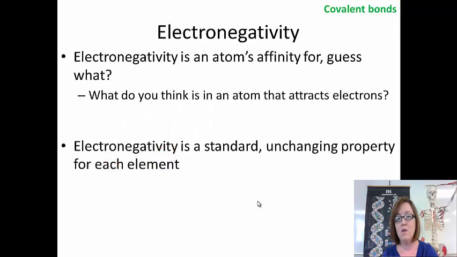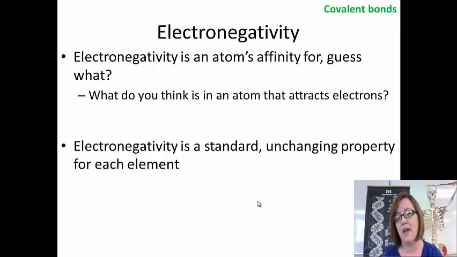So electronegativity is an atom's affinity for what? What does it sound like? Right? I mean, it looks like a big scary word, right? But you hear the word electron and you hear the word negativity. Of course, electrons are negative. So really, electronegativity is an atom's affinity for electrons. How well does the atom attract electrons? The word affinity means to love or to attract, kind of thing.